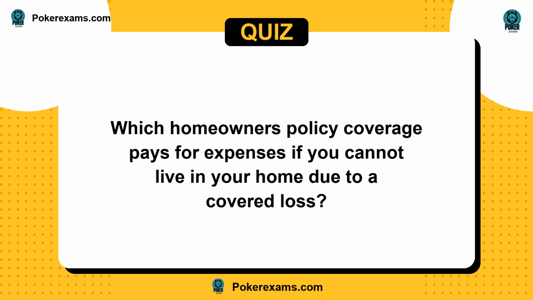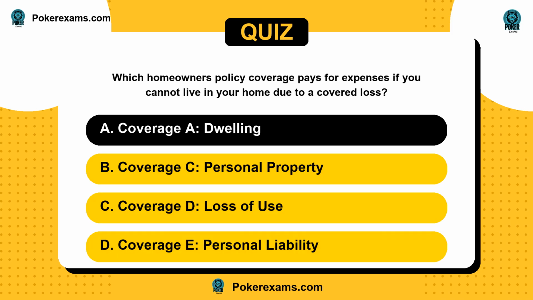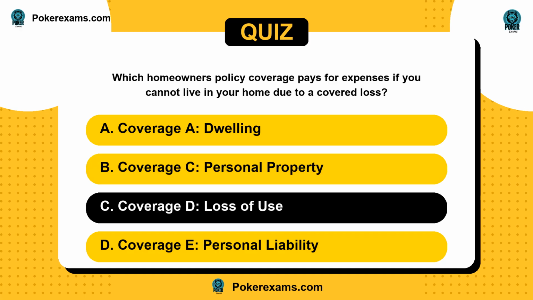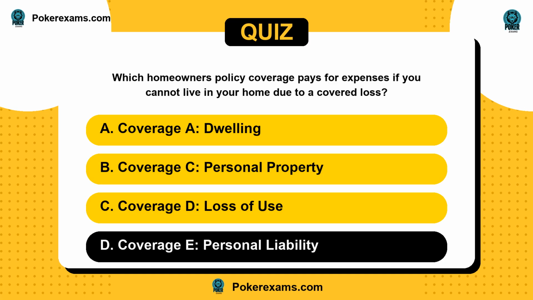Next question. Which homeowner's policy coverage pays for expenses if you cannot live in your home due to a covered loss? Is it A, coverage A, dwelling? Or B, coverage C, personal property? C, coverage D, loss of use? Or D, coverage E, personal liability?